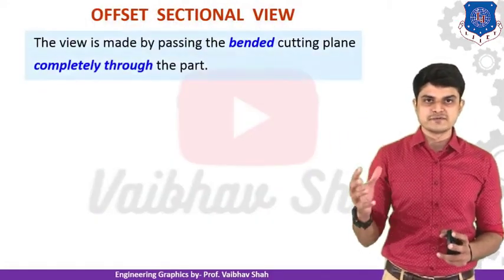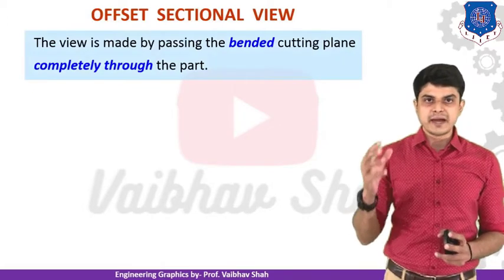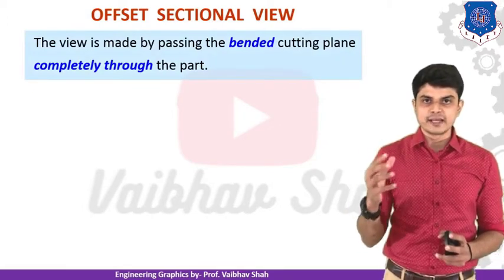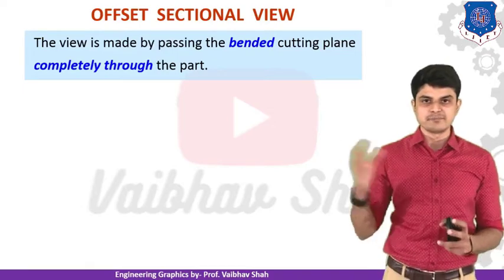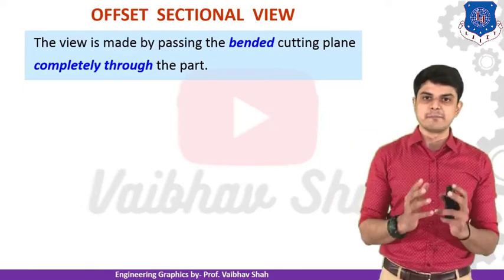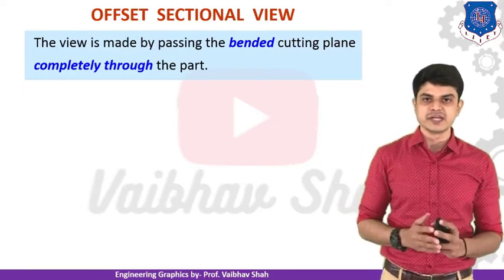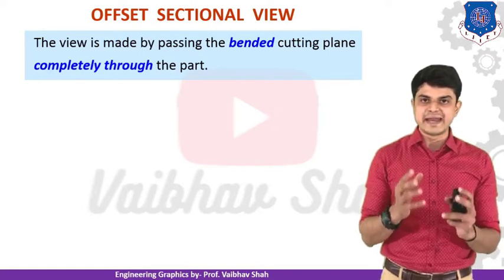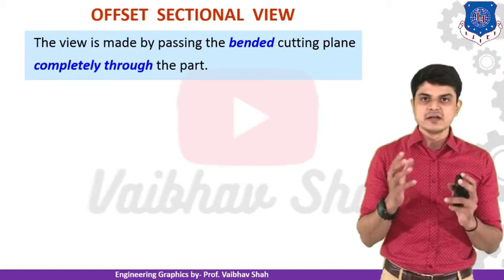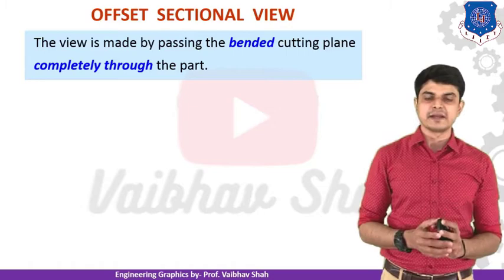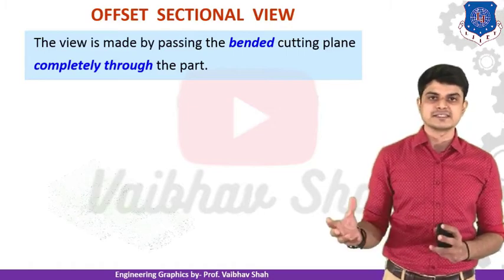So now let us move ahead and see the second type, the offset section view. In offset section view, the view is made by passing a bent cutting plane completely through the part. In the previous case we had a flat single plate which cuts the object. In this case we have a bent plate, bent at certain places, and we are using that plate in order to cut our object.